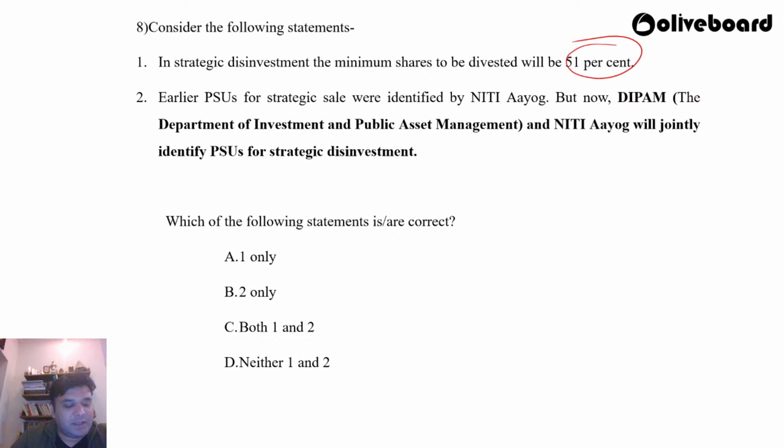So Manjot, Ranjita, Nilesh and Gaurav, all of you are of the opinion that both the statements are correct. Suraj, whereas, feels that only statement 1 is correct. Right. So Suraj is going against the tide. Suraj is going against the conventional notion here. Correct bola hai. Okay. In strategic disinvestment, the minimum shares to be divested will be 51%. Earlier, PSUs for strategic sale were identified by Niti Aayog, but now DIPAM and Niti Aayog will jointly identify PSUs for strategic disinvestment.